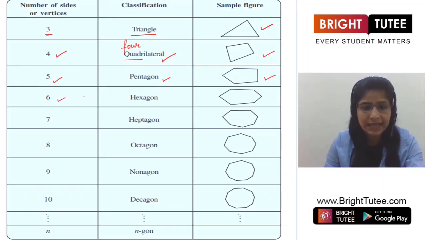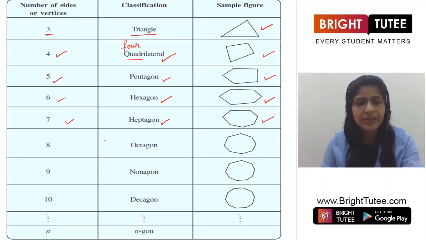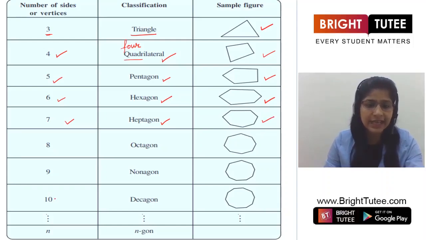Similarly, if it has 6 sides, it will be known as a hexagon and it will be like this. Now the seventh one, if it has 7 sides, it will be known as a heptagon and the figure is as shown. Similarly, for 8, 9 and 10 sides, the polygon having 8 sides is known as an octagon, with 9 sides it is a nonagon, and with 10 sides it is a decagon. So if it has n sides, we call it an n-gon. That means if it has n sides, generally we write it as n-gon. Right? So this is how we classify the polygons based on the number of sides.